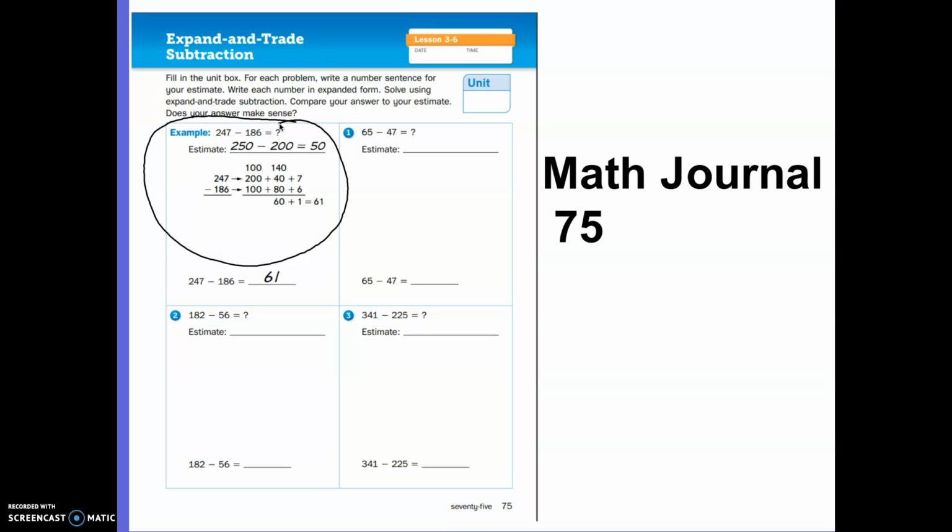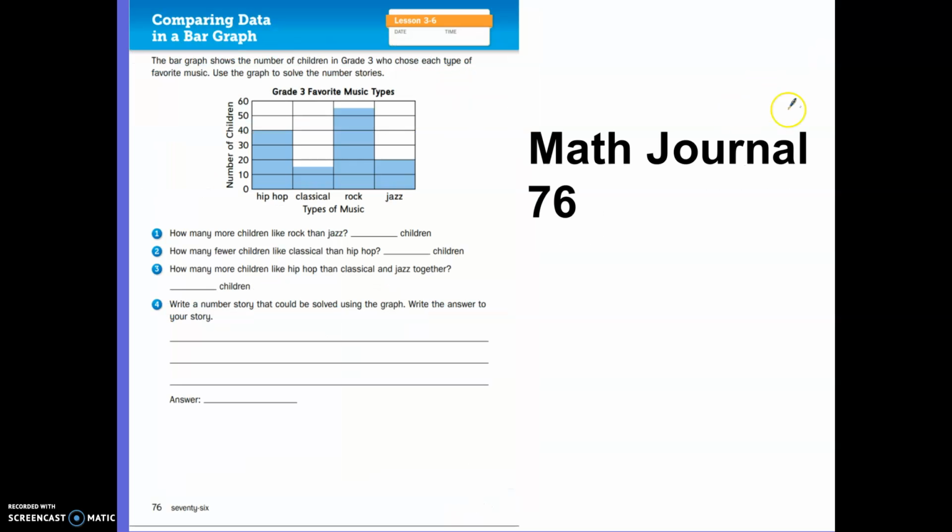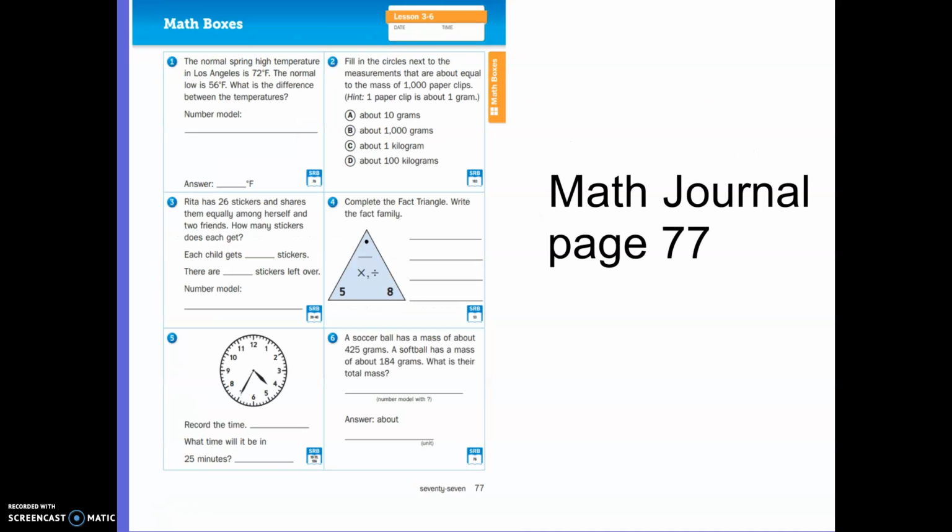You need an estimate, so 65 rounded to the nearest 10 is 60, or excuse me, it's not 60, Mrs. Fleury, it's 70. Minus 47 rounded to the nearest 10 is 50. So your answer should be about 20 or somewhere near there. Give it a try, see what you can do. And then Math Journal 76, working on bar graphs. And Math Boxes, page 77. So it's going to be a busy day for you. Take your time and do your best work.